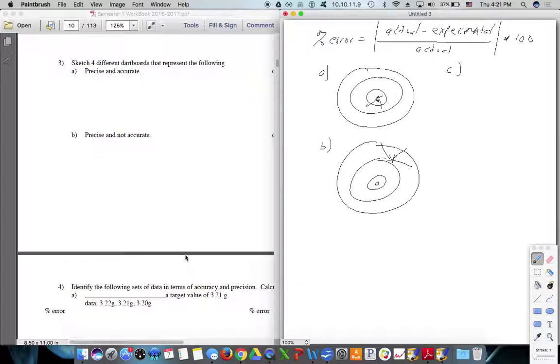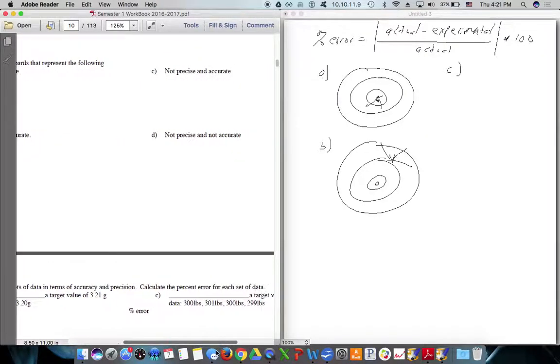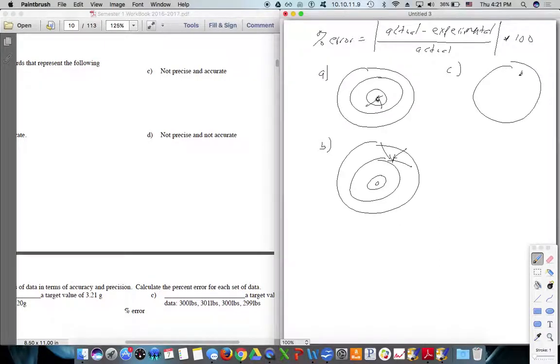C is going to be not precise, but accurate. This is the weird one that doesn't happen very often. But this is if you got data points that weren't precise, that is, they aren't close to each other, but the average of them comes out to be the right answer. And finally, the last one is not precise and not accurate. This one's pretty easy. This is what happens to me usually if I actually play darts, and we end up with things all over the place. And it's not precise, it's not accurate.